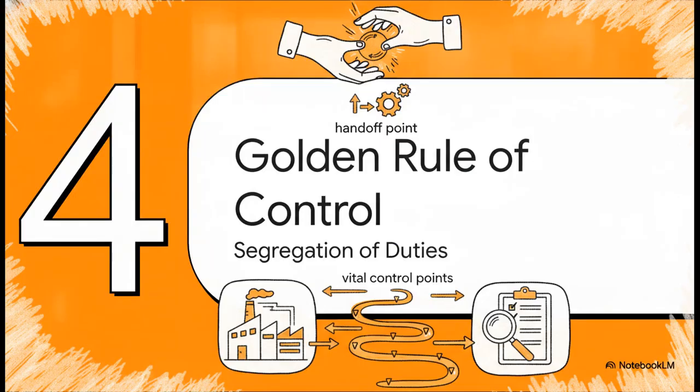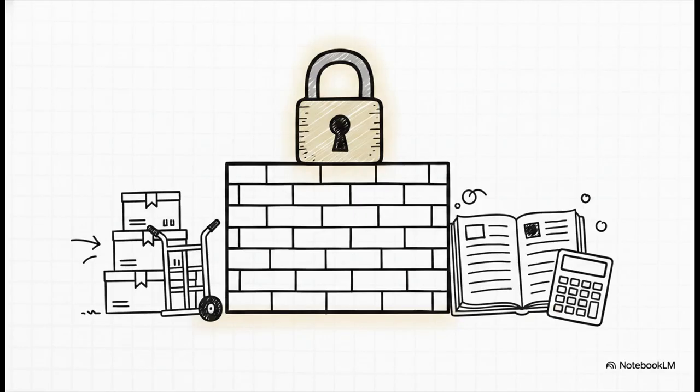Which brings us to part 4, the golden rule of control, which is segregation of duties. So every time there's a handoff between those operational and oversight departments we just talked about, it creates a vital control point. And I really want to slow down here for a second because this right here is the iron rule of inventory management. Without strict segregation of duties, the entire accounting system literally crumbles. I mean it. Without it, you leave the door wide open for devastating errors or, honestly, even worse, outright fraud.